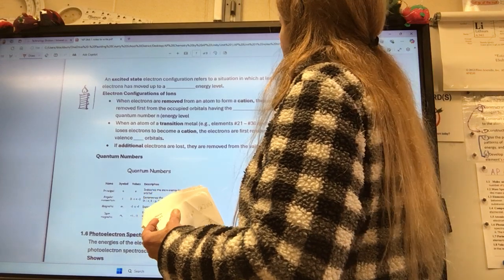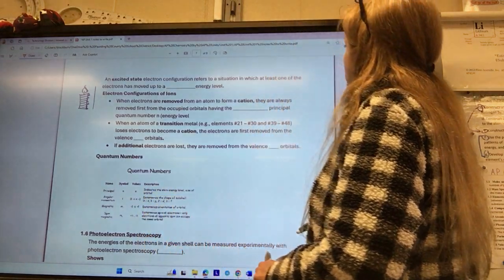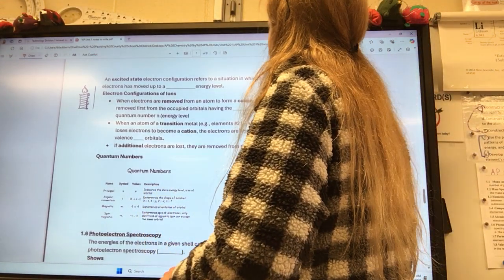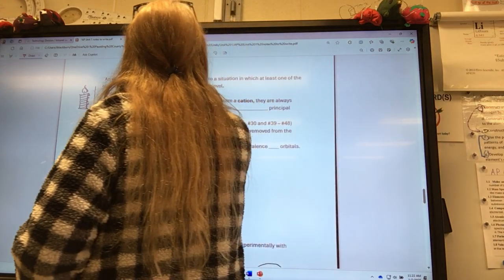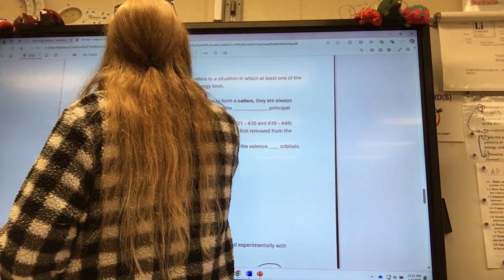An excited electron configuration refers to a situation where at least one of the electrons moved up to a higher energy level.